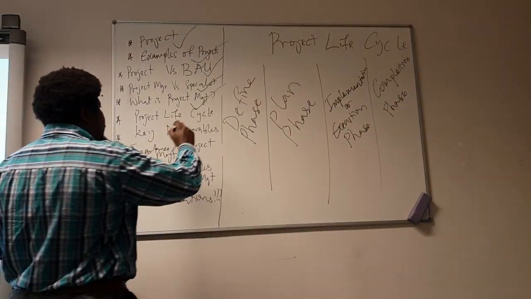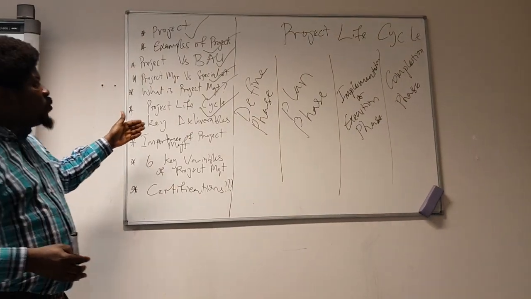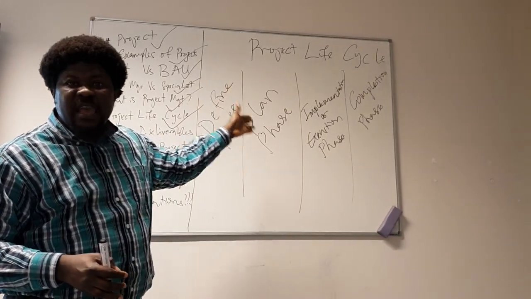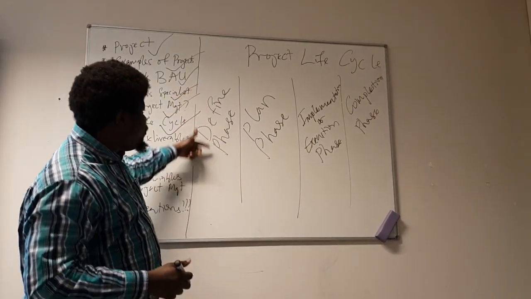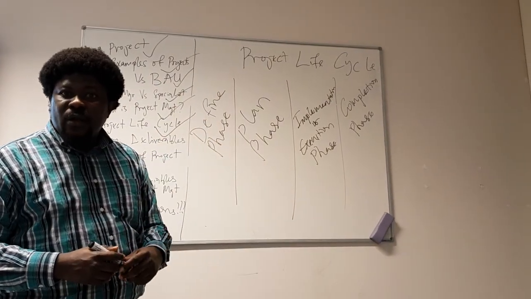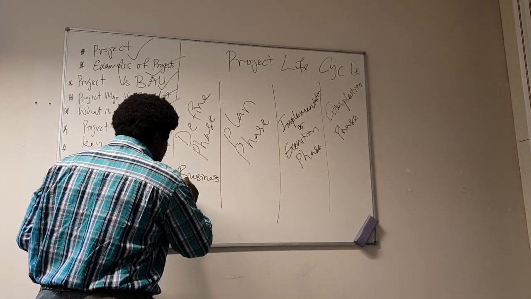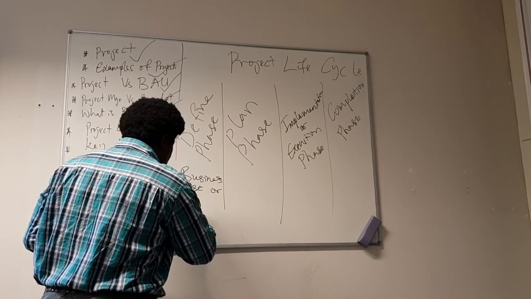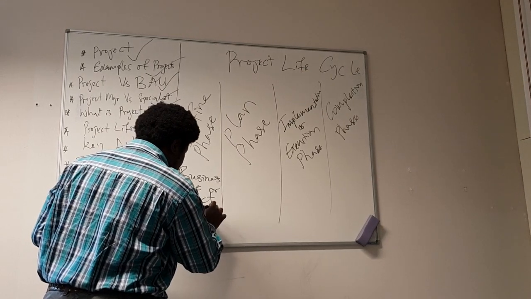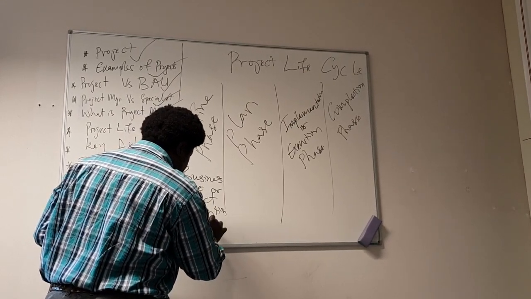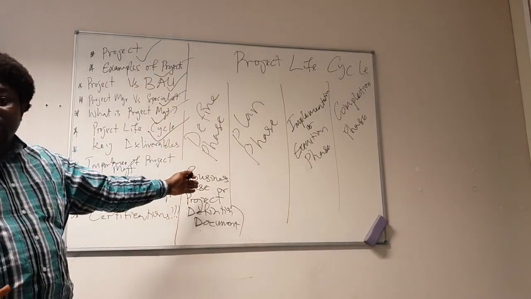Project life cycle. Done. The next thing to talk about is key deliverables, which means when we talk about the project life cycle, there are key deliverables at each phase of the life cycle. The key deliverables for the define phase are known as the business case, or the project definition documents. These are the key deliverables in the define phase of the project.